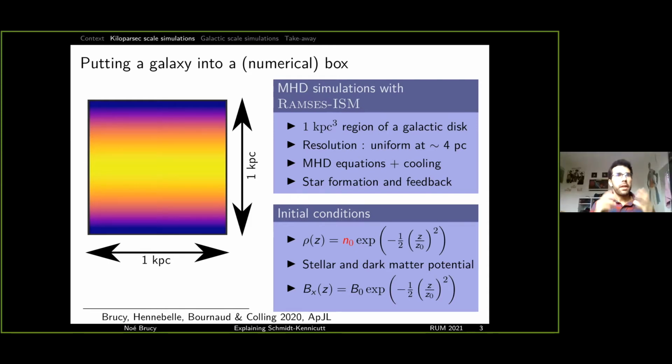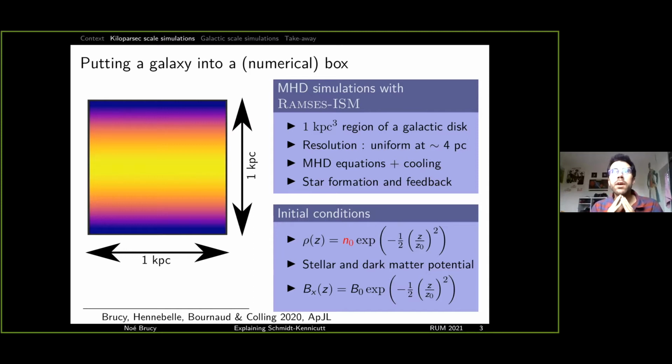So yeah, the advantage of running such a restricted zone of the galaxy is that we can have a fair resolution of 4 parsec everywhere. We can even do more. We can run several simulations with different parameters and explore the parameter space.